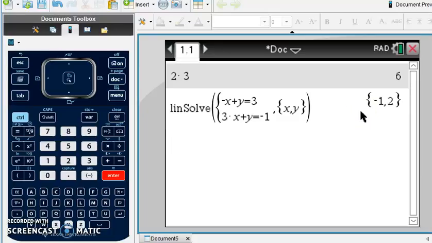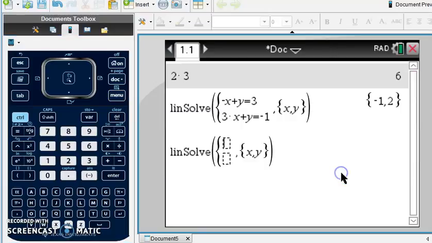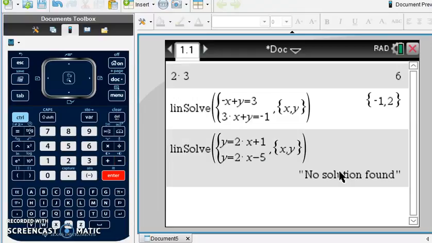Now, important to know, sometimes with systems of equations, as you already know, I'm sure, you don't have a solution or your system has many solutions. So there's a couple ways your calculator may show that. So let's say I have a system of equations, and let's look at another example. y equals 2x plus 1, and y equals 2x minus 5. I hit enter, and I get an answer of no solution found. That tells me the system does not have a solution. If I were to graph it, I would see this as parallel lines. There is no intersection point, so no solution.